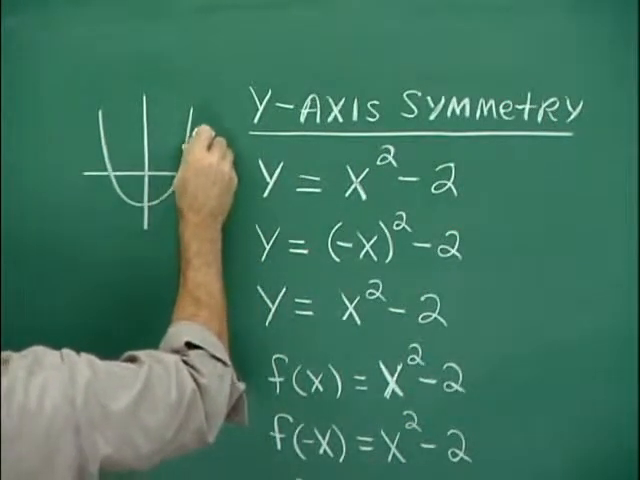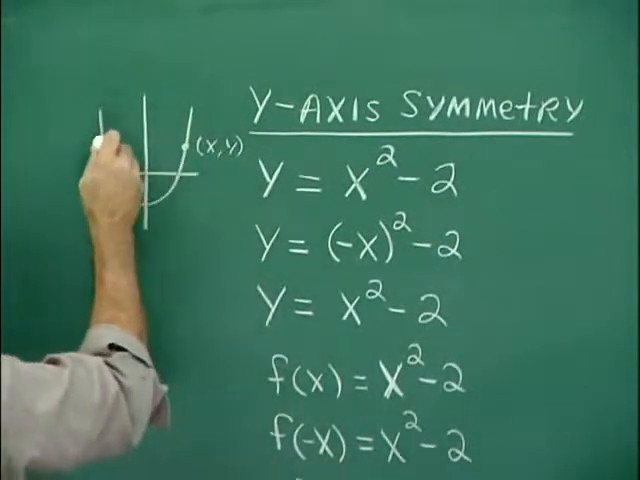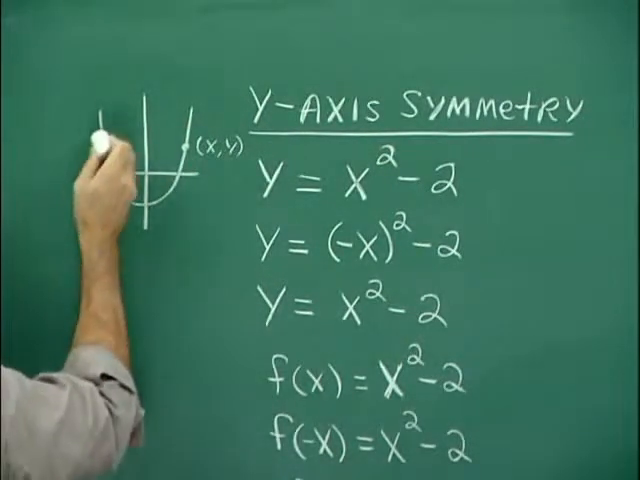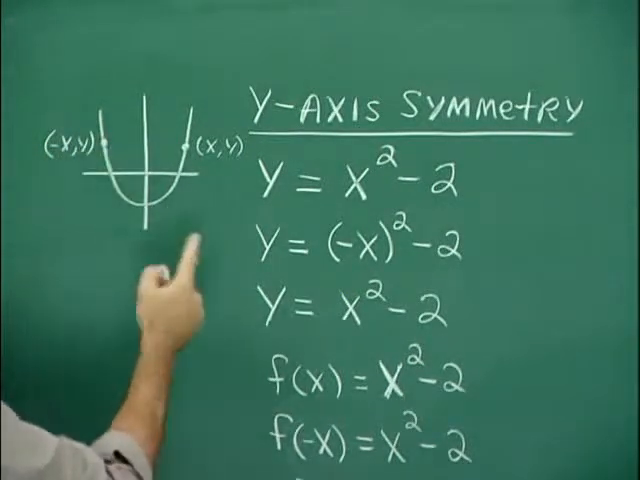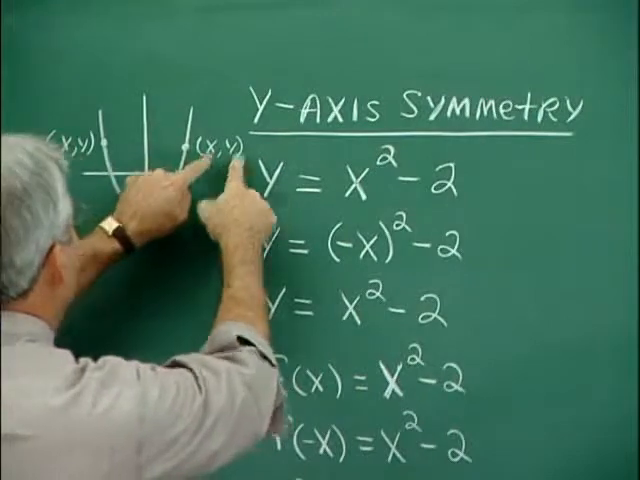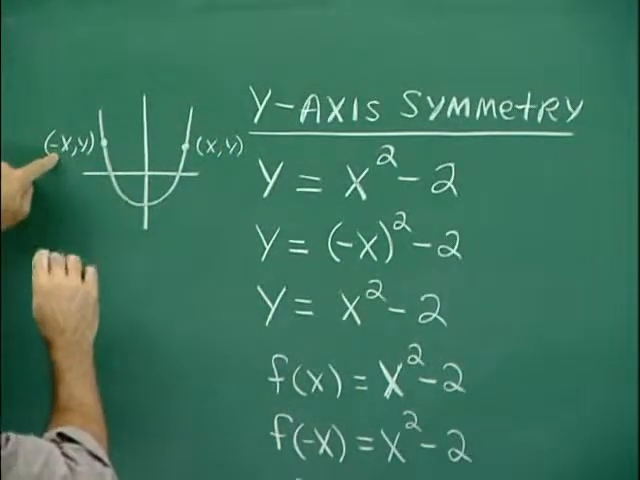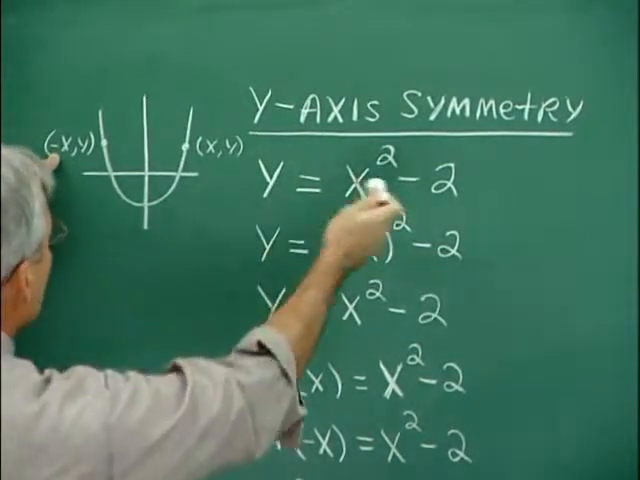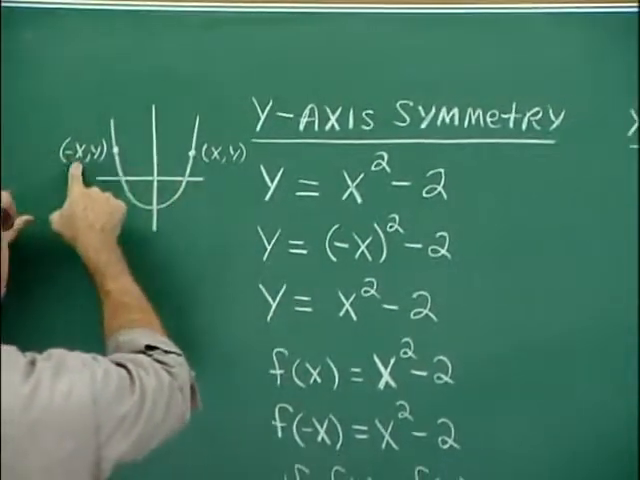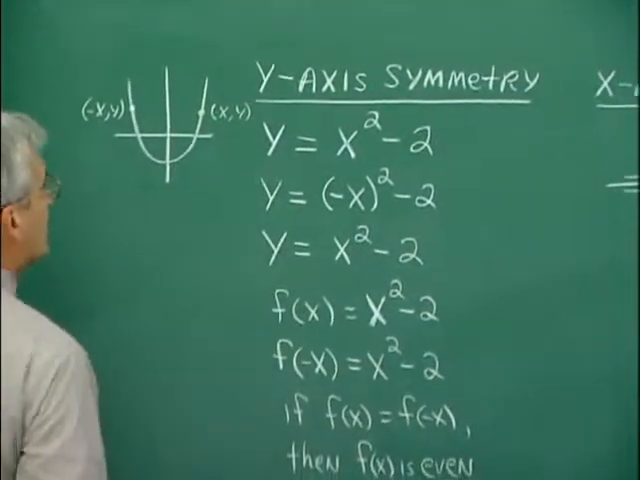If this is a point x, y that is on the graph, then notice that when we fold, it lands right onto a point which is negative x, y. So anytime a point x, y is on the graph, a point negative x, y is on the graph. And so the evaluation algebraically involves taking the equation, replacing x with negative x, and we should have an equivalent equation. All right, that's the notion.